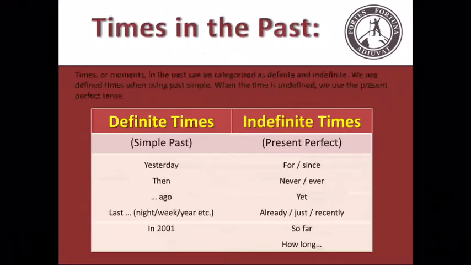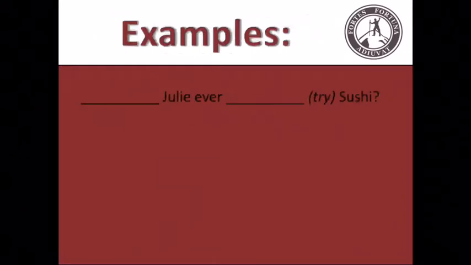The indefinite times, which we have looked at in class, are for or since, never or ever, yet, already, just and recently, so far, and how long. They give us no information on when the time happened, just that they have happened, or in the case of never and yet, have not happened. So let's put all of this into practice with a few examples.